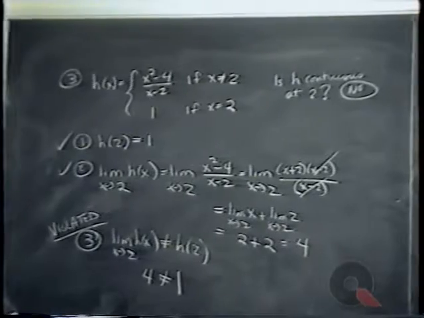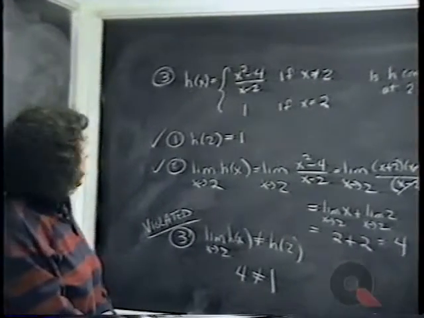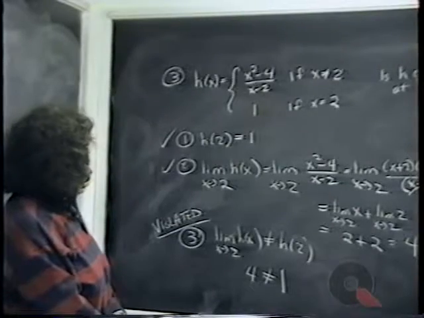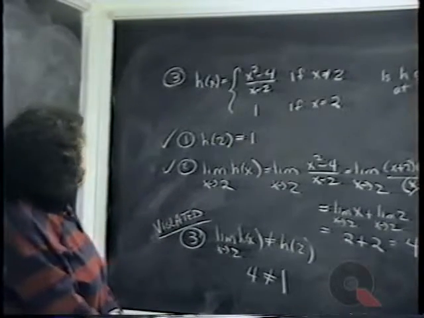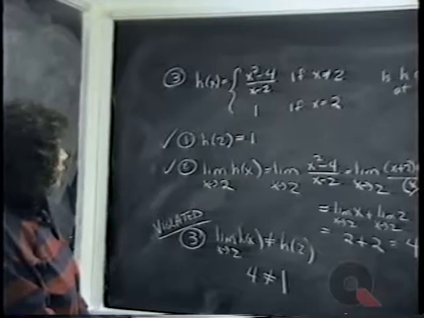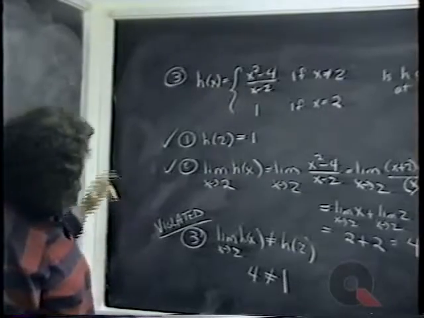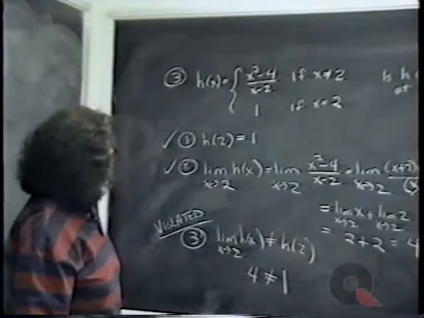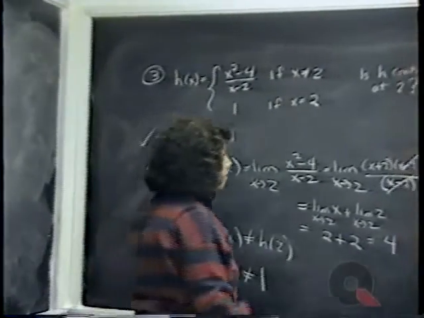So we've seen an example of condition 1 being violated, where we had like the line with a hole in it. We saw an example where the function was simply not defined. We saw an example of condition 2 being violated, where the limit did not exist. And now we have an example of condition 3 being violated. Let's sketch the graph of this function h.